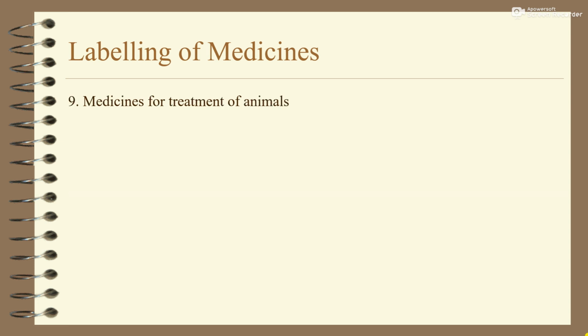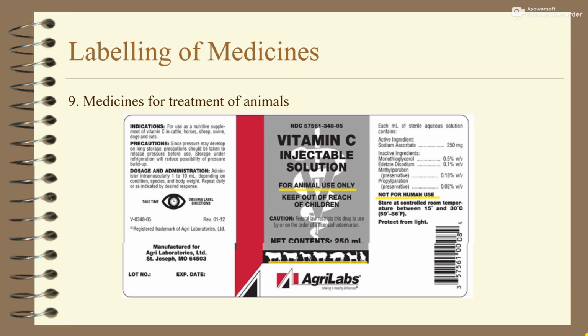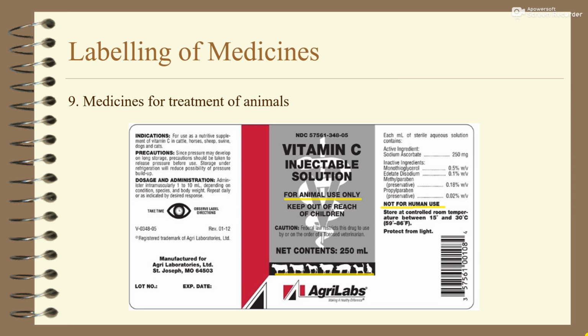Then the medicines for the treatment of animals. Whichever medicines are used for the treatment of animals, this is the label for it. It should be mentioned very properly. They need to contain the cautions or the warning: it is not for human use, only for animal use. So it should be mentioned properly over the label. So this is an example for the same.